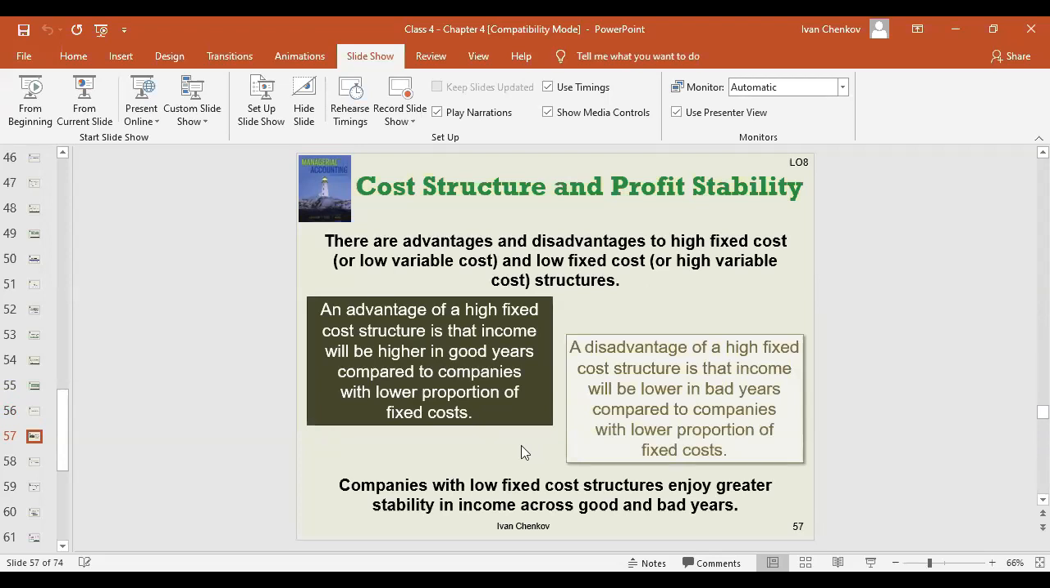If I increase the variable cost, what's going to happen with my contribution margin? It will be lower. If I decrease the variable cost but increase the fixed cost, what's going to happen with the contribution margin? It will be higher.